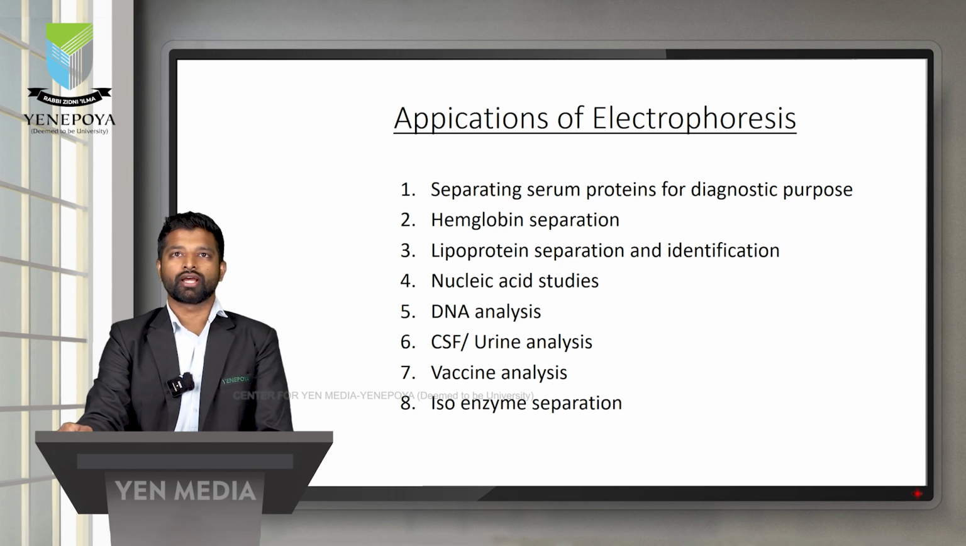Next, moving on to the applications of electrophoresis: separating serum protein for diagnostic purposes. We can diagnose nephrotic syndrome, multiple myeloma, etc. In the case of hemoglobin separation, we can do it for thalassemia and sickle cell anemia. Lipoprotein separation can be done, as well as nucleic acid studies, DNA analysis, CSF and urine analysis, vaccine analysis and isoenzyme separation.